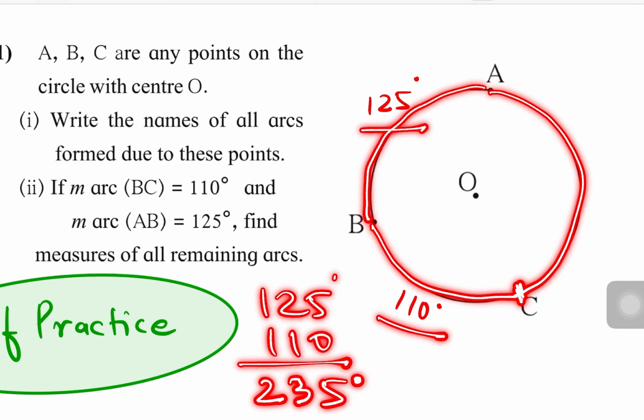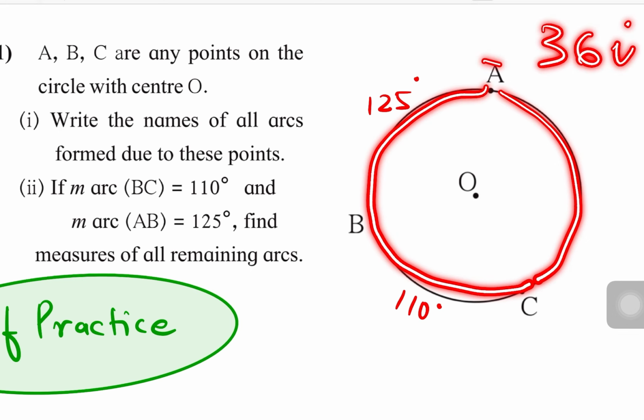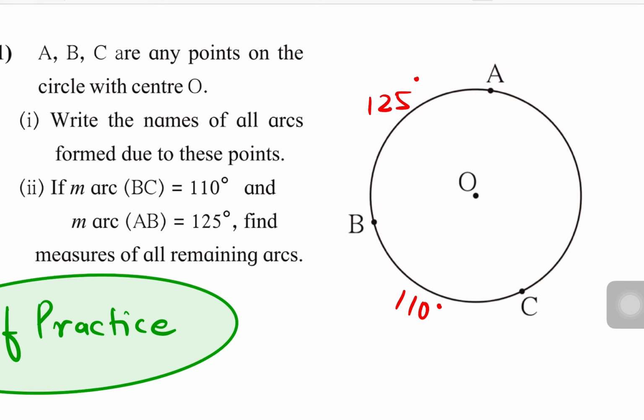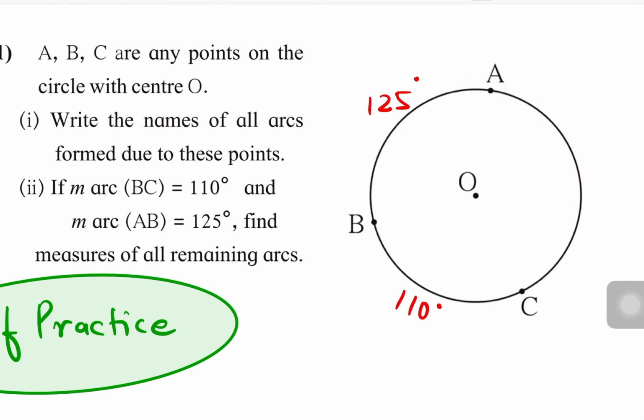235 degrees, right. So the measure of these two is 235, so how much will this one be? 360 minus 235. Calculate, come on, 360 minus 235. So what do you get there? Minus 235. So 5, 2. So the answer of the arc is equal to 125 degrees.